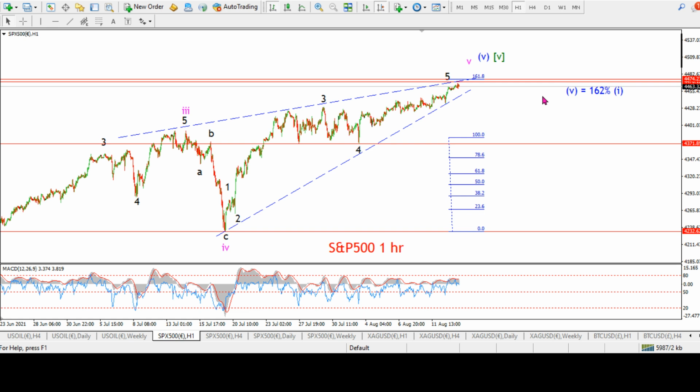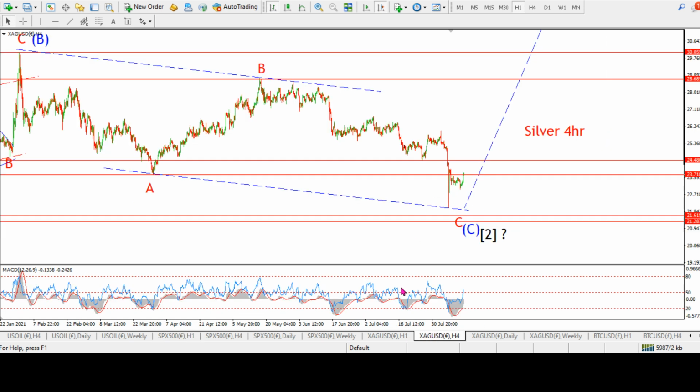If Mr. Fibonacci is correct, we're at a significant high here, and it may well mark another turning point. So watch out for that trapdoor next week, ladies and gentlemen. Let's move on. Silver.